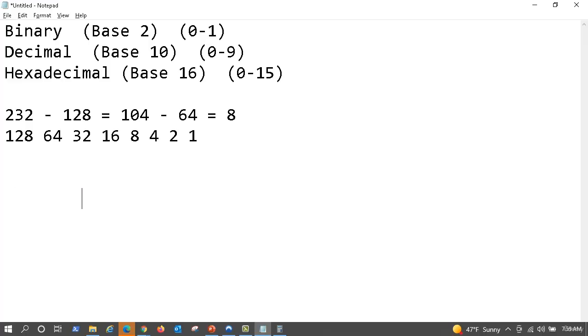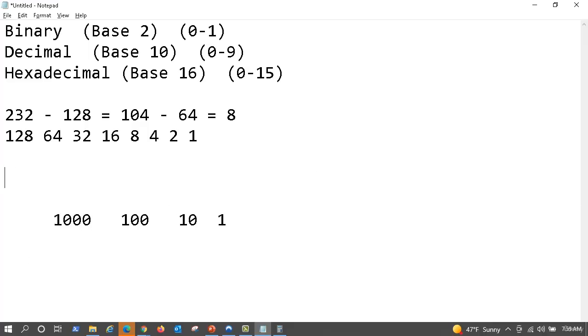None of us actually operate like this. But if I were to take base 10 and ask, what's 10 to the 0 power? Well, that's 1. What's 10 to the first? That's 10. What's 10 squared? That's 100. And what's 10 cubed? That's 1,000. Okay. We don't think of it that way.